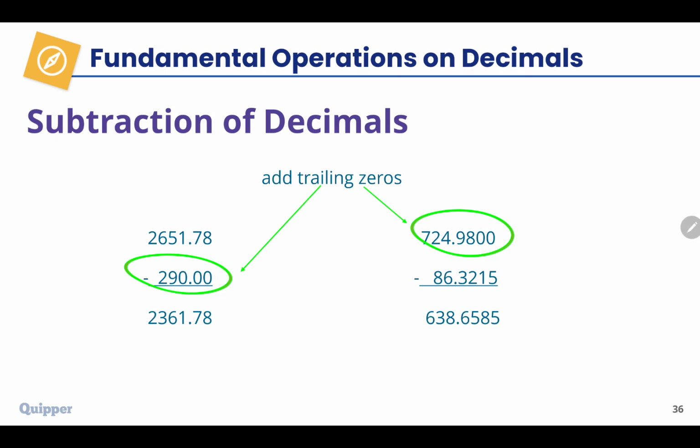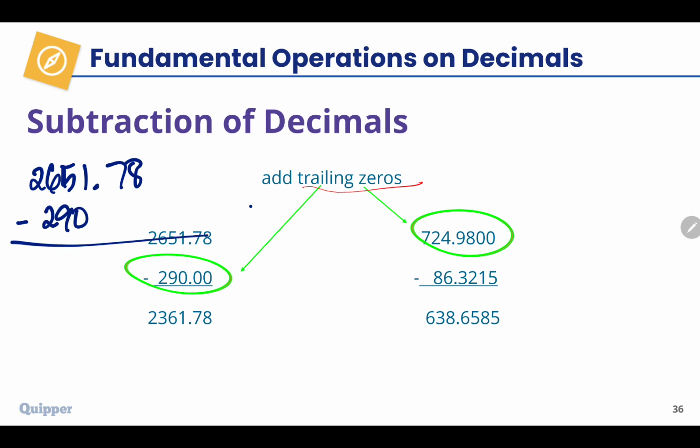So, kailan tayo nag-add ng trailing zeros? Like, for example, these are the given. We have here 2,651.78. And then, we subtract 290. Okay? Let's say, yan lang yung given. So, with that, si 290 whole number siya, wala siyang zeros. So, mag-a-add tayo ng trailing zeros dyan. Okay? Para mag-align yung ating minuend sa ating subtrahend.